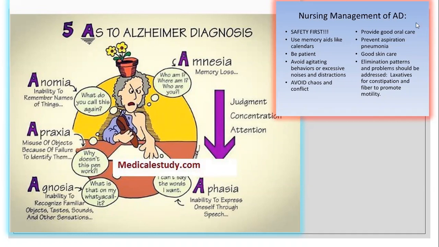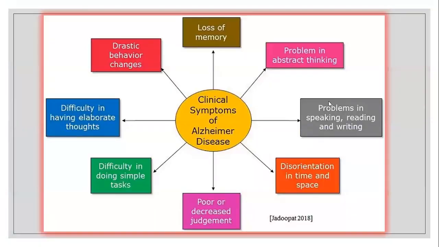Also, we provide good oral care, prevent aspiration and pneumonia, and provide good skin care. Also, elimination patterns and problems should be addressed. That means we will find out the problem and give supportive care, like laxatives for constipation and also fiber to promote motility. Here are a few of the commonest signs and symptoms. One more time, I want to recap with you.